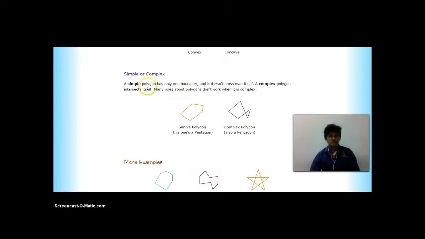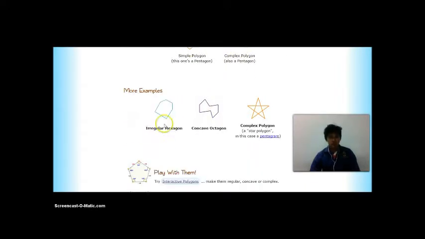Okay, polygons are also divided by simple or complex. This is a simple polygon. This one is a pentagon because you can see it has five sides, and this is a complex polygon. Okay, more examples: this is an irregular hexagon, concave, and complex.